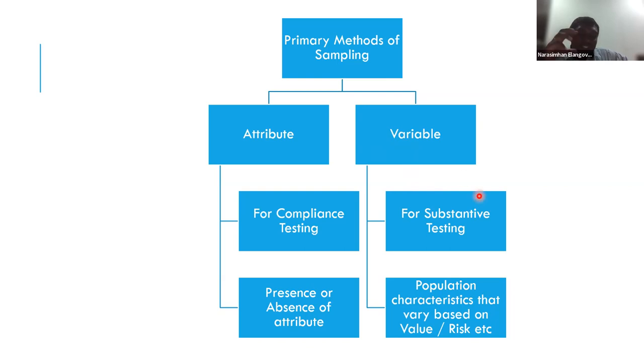Variable is where the population has characteristics based on various scenarios, various things. And this is where you do your Pareto analysis, you do a risk-based analysis and grouping. You create them into groups, and based on that, you do multiple tests.